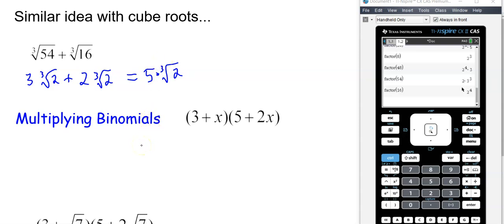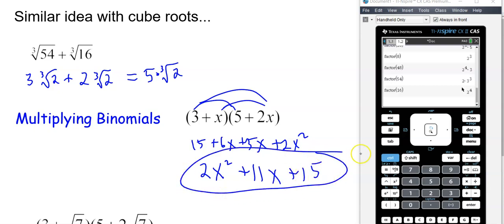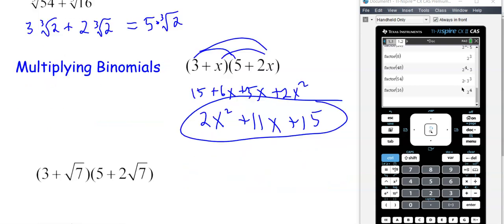Multiply binomials, you know how to do that. You FOIL it. 15 outside would be plus 6x. Inside is plus 5x. Last is plus 2x squared. Put it in the right order. So I'm going to have 2x squared plus combined like terms 11x plus 15. You know how to do that. I went kind of fast, but I think you know how to do that.